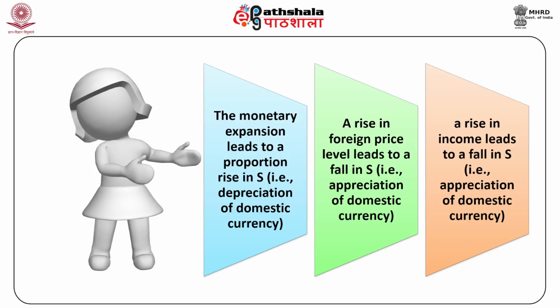So, the monetary model as represented by equation 6 tells us the following. First, monetary expansion leads to a proportional rise in S, that is, depreciation of domestic currency. Second, a rise in the foreign price level leads to a fall in S, that is, appreciation of the domestic currency. And third, similarly a rise in income leads to a fall in S, that is, appreciation of domestic currency.